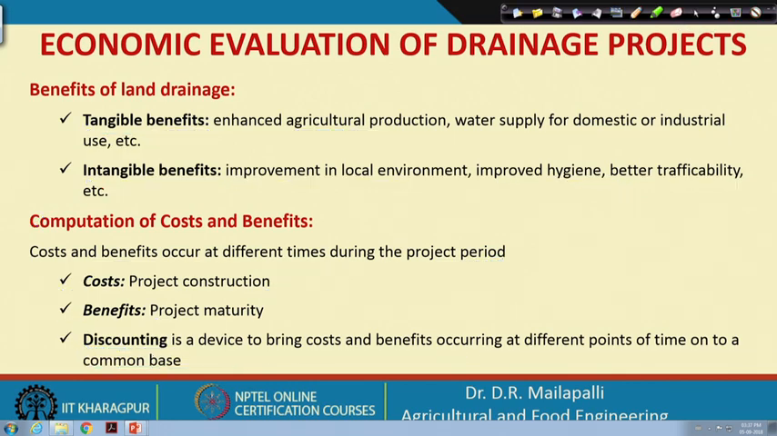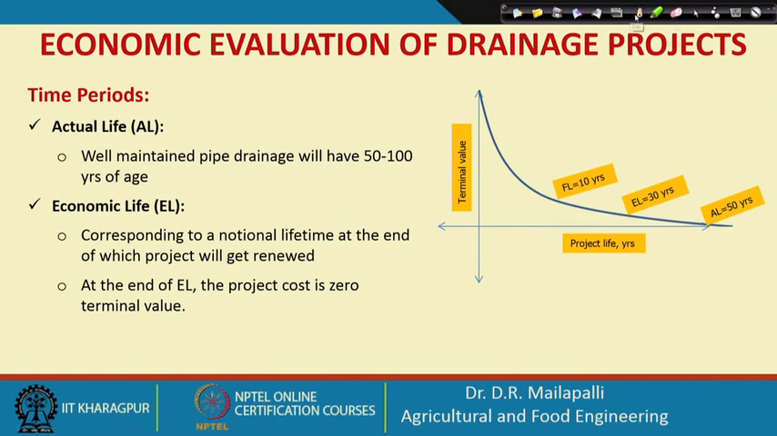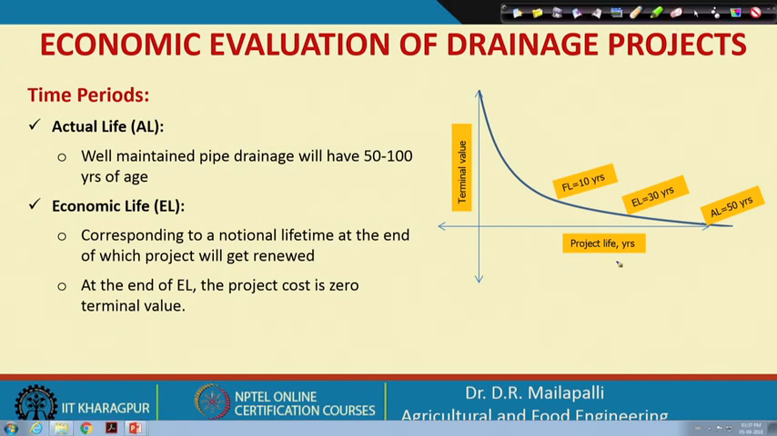Okay. Next are the time periods of the drainage project. If you see the project life on the x axis in years and terminal value on the y axis, here is the actual life. Actual life is generally 50 to 100 years for a drainage project. A well maintained pipe drainage will last up to 50 to 100 years. That is the actual life. Generally at actual life you do not get any terminal value, so the terminal value will be 0, but the project can continue.